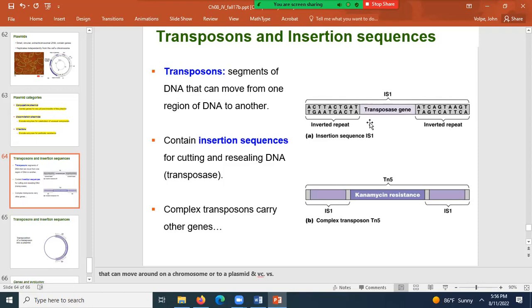However, complex transposons carry other genes besides transposase. Complex transposons usually have an insertion sequence on this side of the DNA and on this side of the DNA. And then they have the extra DNA in the transposon in between them.